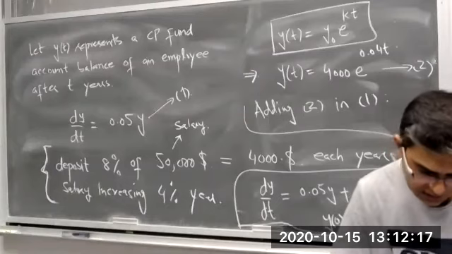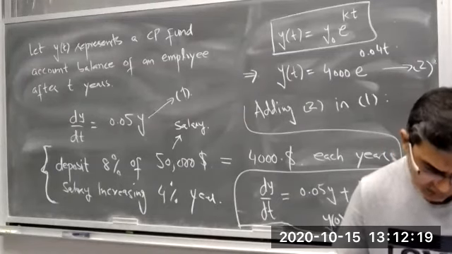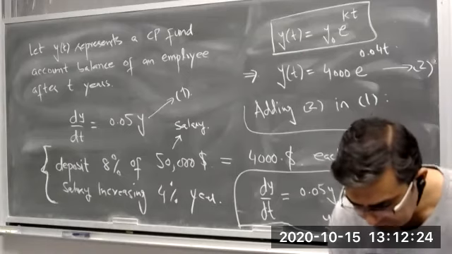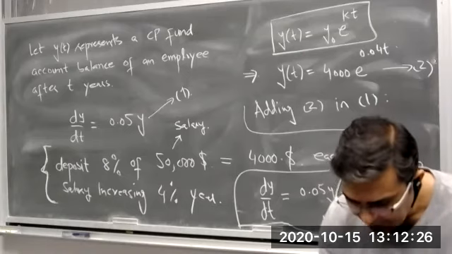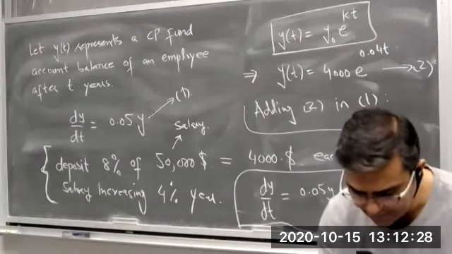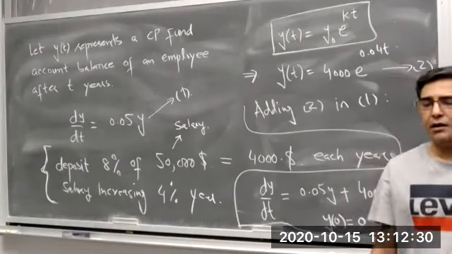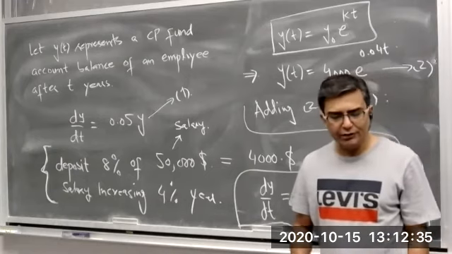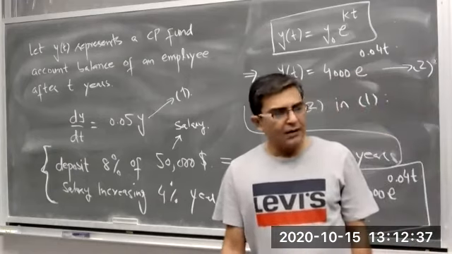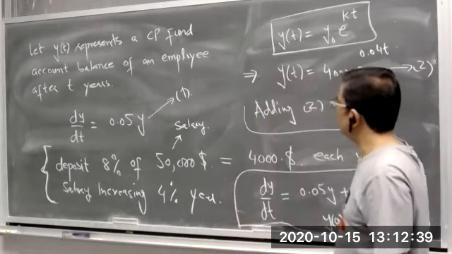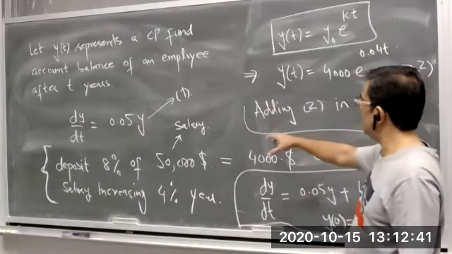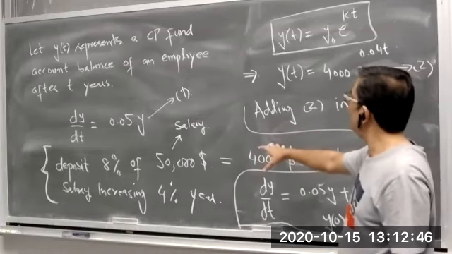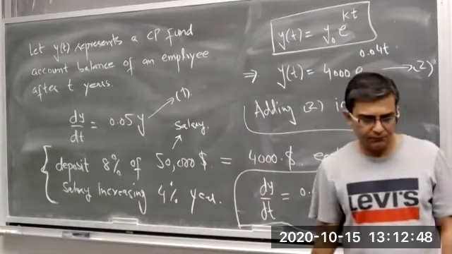Here I think I did not solve it. Yes, I did not. You try to solve it. Next thing we are going to discuss is the Newton law of cooling, which we have discussed before, but now we are going to discuss that Newton law of cooling in detail. If you have any question for this example, which is the CP fund account balance, you can ask me any question.